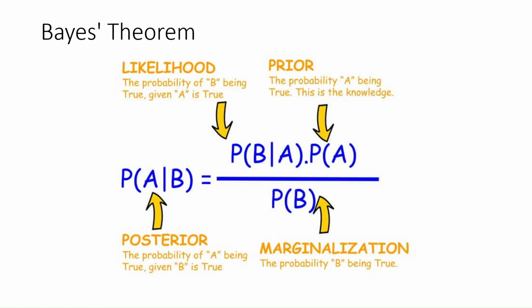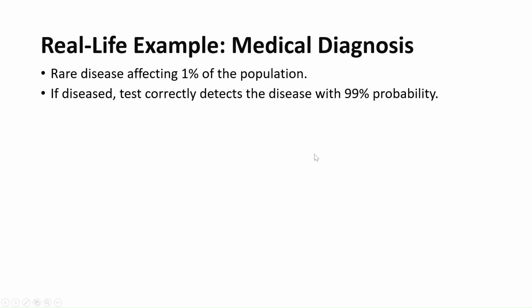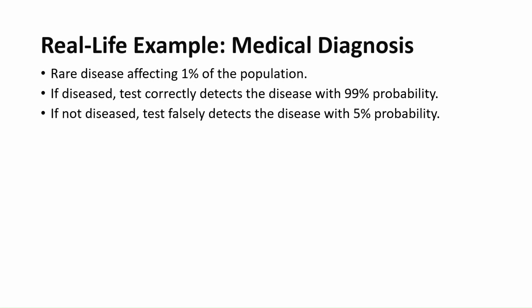Let's examine it further with some real-life examples. In this first example, we'll take a case of medical diagnosis. Imagine you go to the doctor for a routine checkup, and the doctor suggests a test for a very rare disease. This disease is quite rare, affecting only 1% of the population. The test, however, is not perfect. It has false positive and true positive rates. So 99% chance of correctly identifying the disease if you have it, which means this is a true positive rate of the test, and 5% chance of indicating that you have the disease when you actually don't have it. So this is the false positive rate.